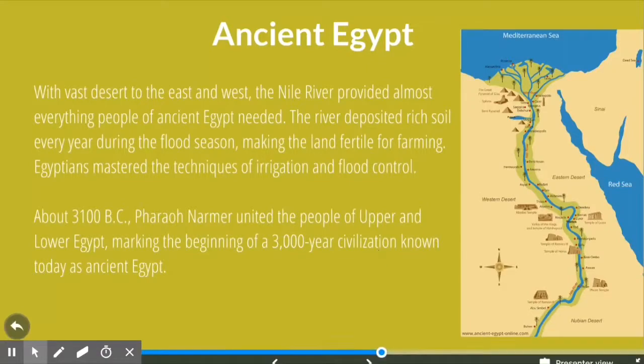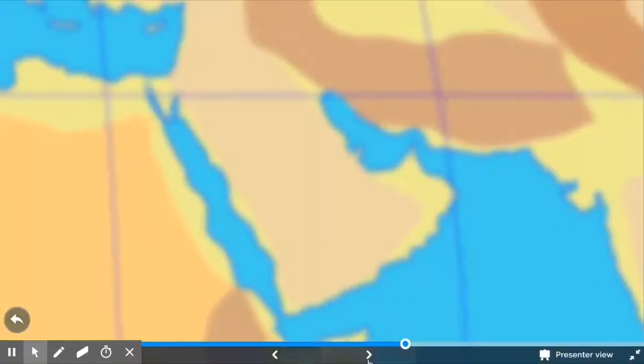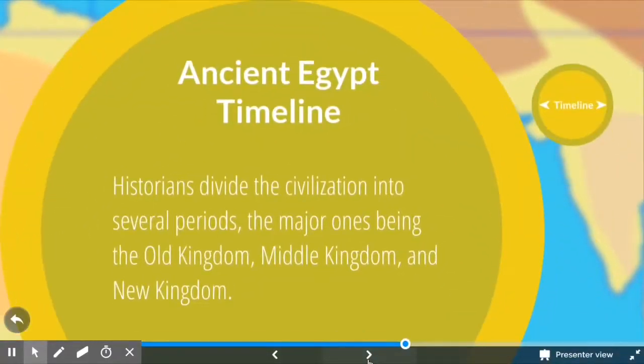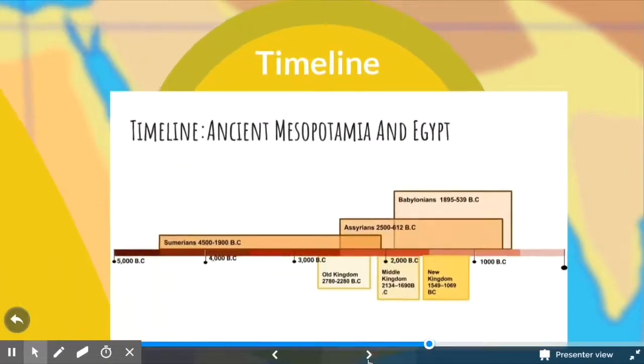So much so that I had to make a special timeline for ancient history. Historians usually divide the civilization into several periods, being the Old Kingdom, Middle Kingdom, and New Kingdom. Makes sense. The Old Kingdom's the oldest, the Middle Kingdom's the middlest, and the New Kingdom's the newest. So here's the timeline that I made. I built right on top of the ancient Mesopotamia timeline so you could sort of see how they layered. So the ancient Egyptians were around the same time as the ancient Mesopotamians. And you can see them down here in yellow.